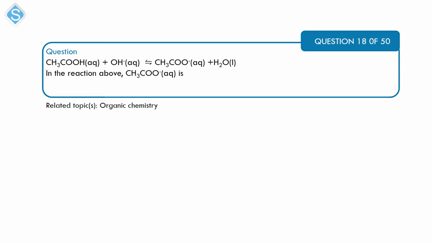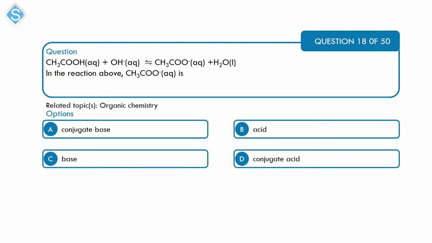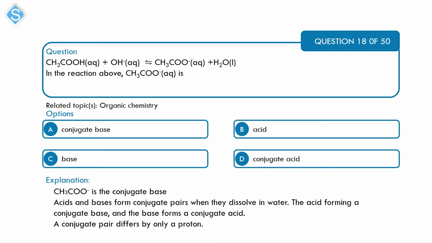Next is a question on organic chemistry. In the reaction above, CH3COO- is A. the conjugate base, B. an acid, C. base, and D. conjugate acid. Alright, so this CH3COO- is from the acid. And acids form the conjugate base, and so CH3COO- is the conjugate base. That is option A.